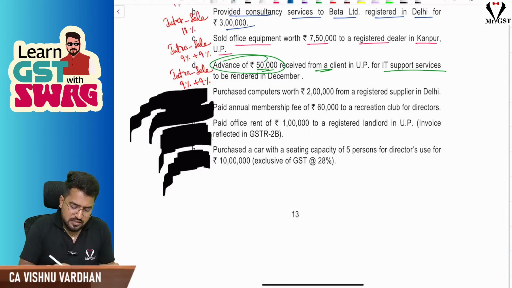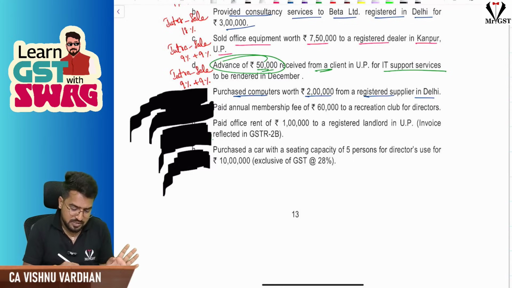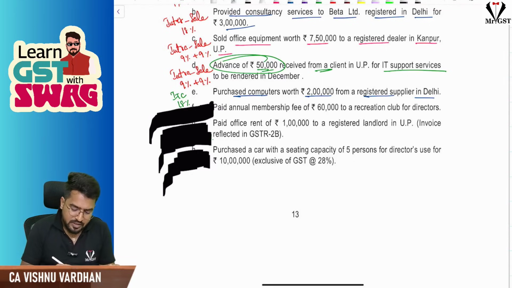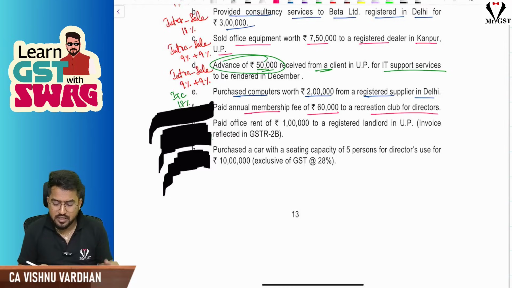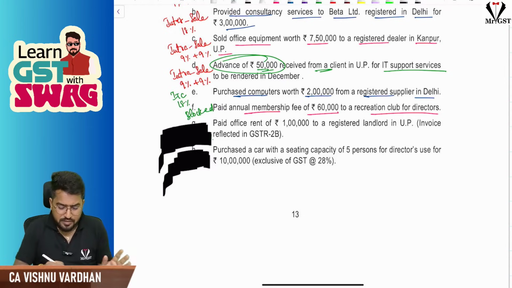Next, sir, these people are purchasing computers worth 2 lakhs from a registered supplier in Delhi. Interstate purchase, ITC can be availed because it is for business purpose. Okay, ITC 18% you will take, IGST. Next, paid annual membership fees 60,000 to a recreation club for the directors. You know, this is blocked credit under section 17(5), so no ITC.